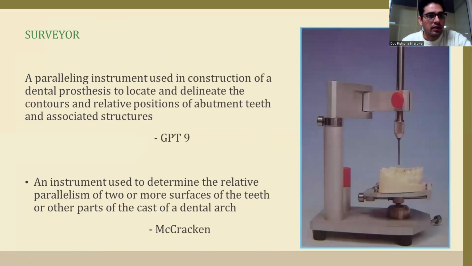What is a surveyor? A paralleling instrument used in construction of a dental prosthesis to locate and delineate the contours and relative positions of the abutment teeth and associated structures. That is according to the GPT-9. What McCracken says is, it is an instrument used to determine the relative parallelism of two or more surfaces of teeth or other parts of the cast of a dental arch.